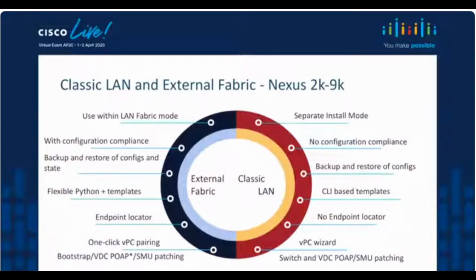So as you can see, it is either equivalent to LAN classic mode, or has a lot more features. There are additional benefits that we get with external fabric. So definitely my recommendation is to use the LAN fabric mode, and then use the easy fabric for your Nexus 3K, 9K, and use the external fabric templates for anything ranging from the Nexus 2K to 9K.